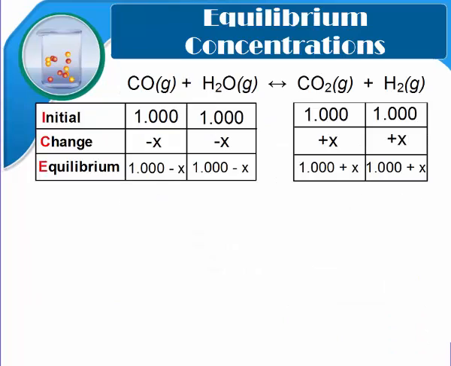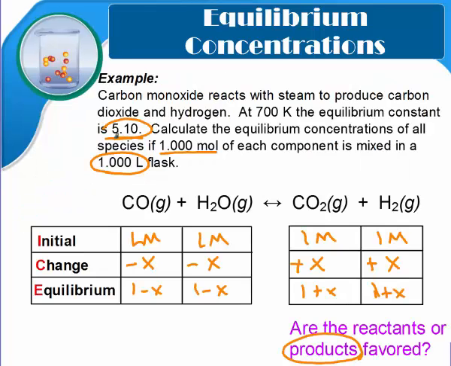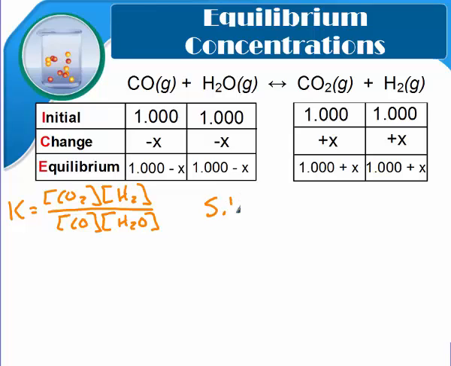So to solve this one, we write our K expression. And then we plug everything in. Again, our K from this problem was 5.1. Since both of these are the same value, I can just write 1 plus X squared. And both of these are the same value, so I can say 1 minus X squared. I cannot ignore the minus X in this case because my K is much larger than 1 times 10 to the negative 4th. But I have squared on top and bottom.